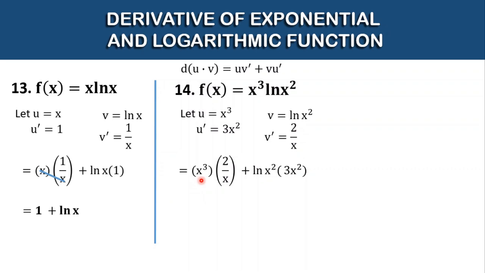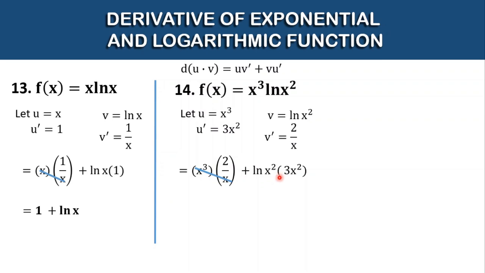So we have x cubed times 2 over x as our first term. Plus, for our second term, we have v. Ang v natin is ln x squared here times u prime or the derivative of u. This is 3x squared. And simplify lang din natin. Dito sa ating first term, pwede nating makancel itong dalawa. So since tatlo ito ay isa, walang matitira sa baba. Sa itaas, may matitira tayong dalawa. So we have 2x squared.